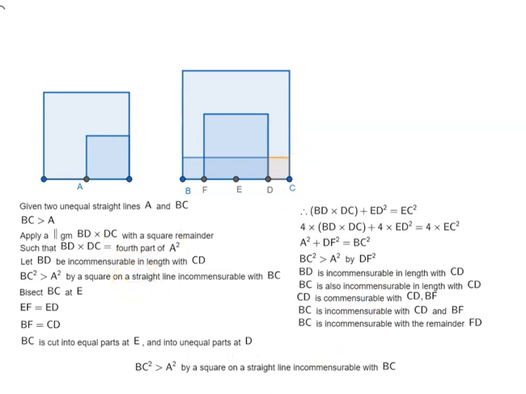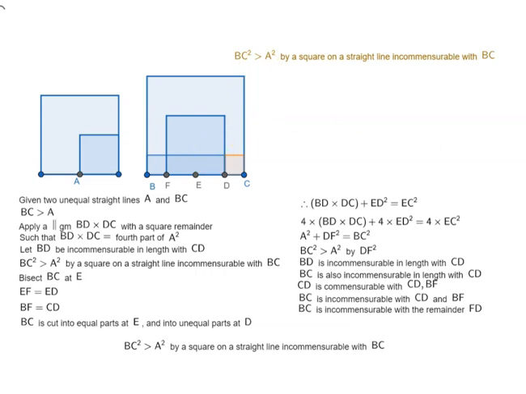Now let's look at the second part, which is basically the opposite, or converse, of this. So we start with this, we have to end up with this. So we start off by saying BC square is greater than A square by a square on a straight line incommensurable with BC. And we follow the same procedure. We apply a parallelogram BD by DC with a square remainder. And finally, we end up with BC square is greater than A square by DF square.